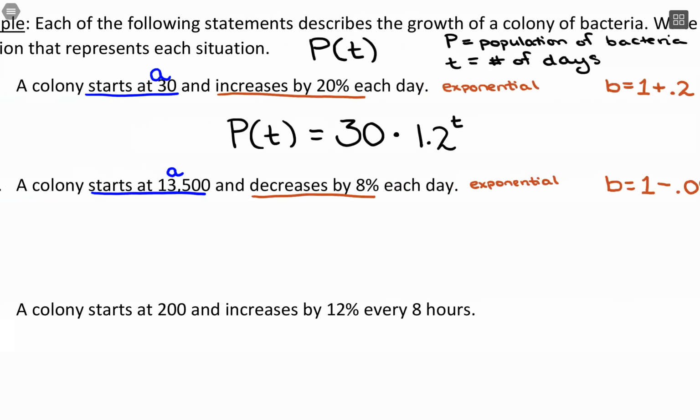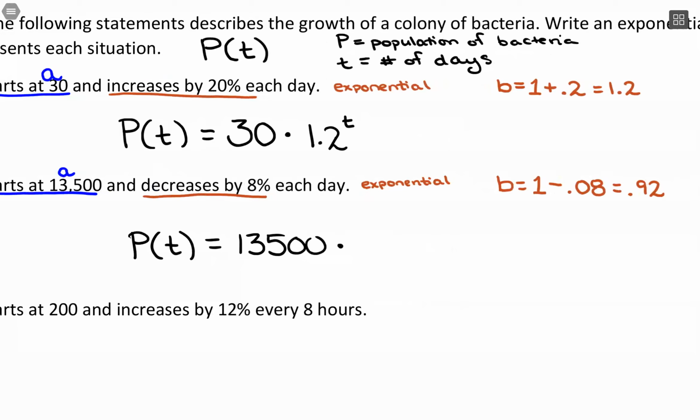So for my function, we'll have our initial value of 13,500 times growth factor of 0.92, and then our exponent of t. So with this, I can see where my population starts, and then it's decaying because we're taking 92% each time. So because it's below 100%, it's decaying, whereas up above here, I can think of that as like 120% of the population, so it's grown.